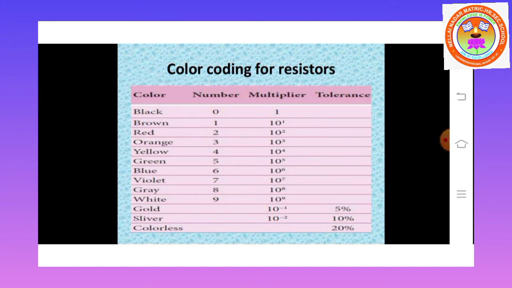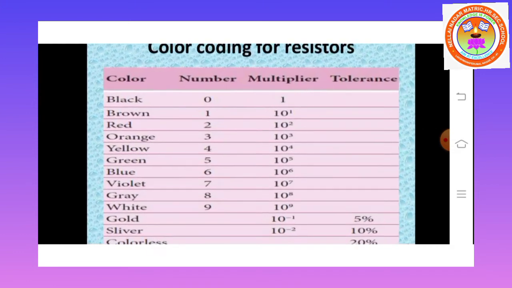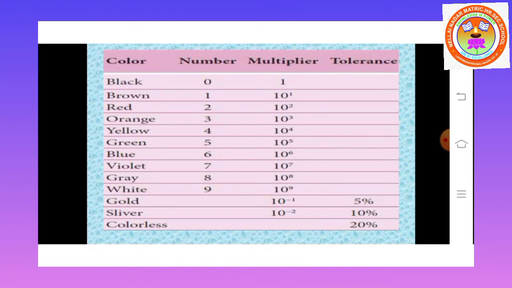For the black color, as a number it has a value of 0, as a multiplier it has a value of 1. For the brown color, as a number it has a value of 1, as a multiplier it has a value of 10 power 1. For the red color, as a number it has a value of 2, as a multiplier 10 power 2. For the orange color, as a number it has a value of 3, as a multiplier 10 power 3. For yellow color, as a number it has a value of 4, as a multiplier 10 power 4. 10 power 4 means 10,000.